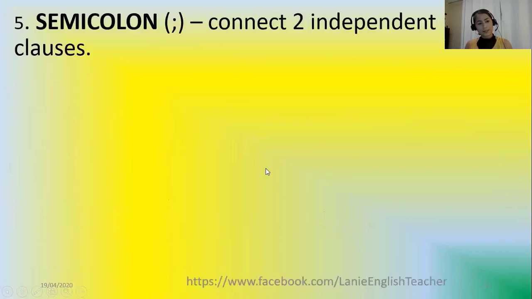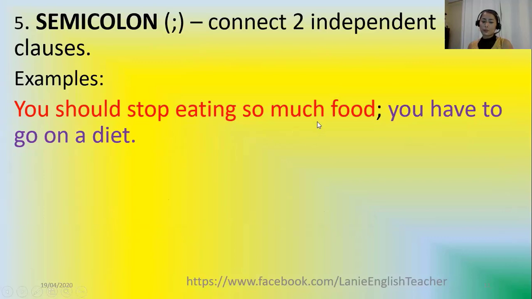So next we have the semicolon, which is used to connect two independent clauses. Let's have a look at this example. You should stop eating so much food. And after, we put a semicolon and then another independent clause: you have to go on a diet. So remember, in this sentence there are two independent clauses. What do you mean by independent clause? An independent clause can stand as a sentence. So when we say sentence, there is a complete subject and predicate, and the meaning is complete.